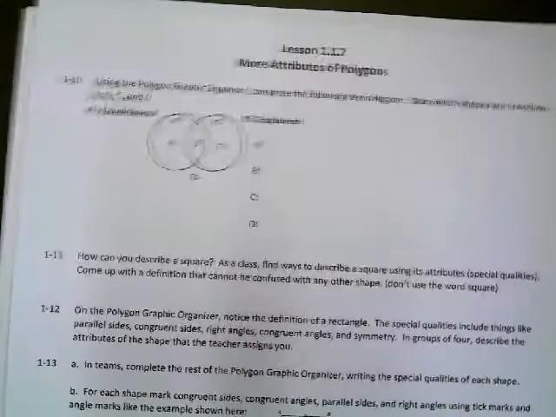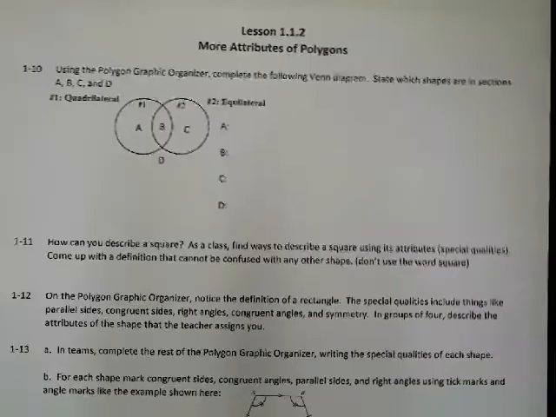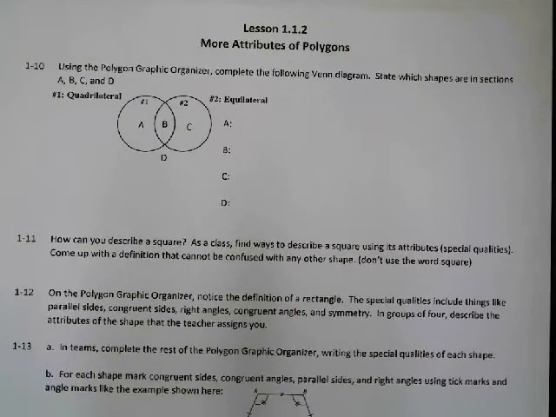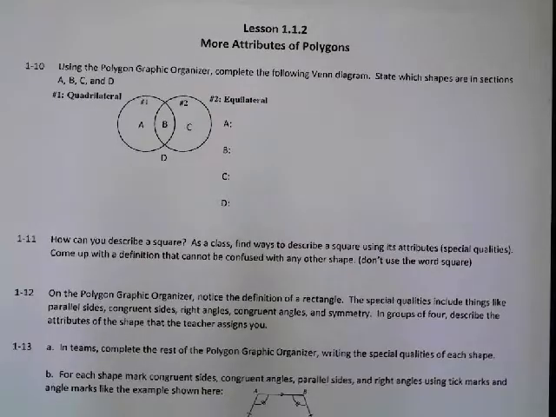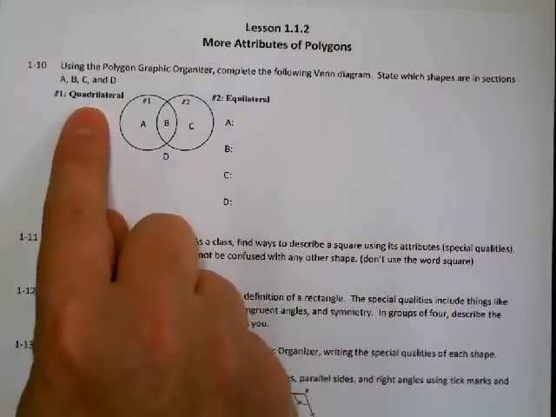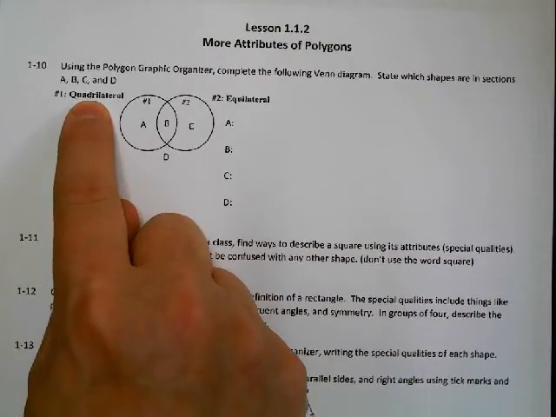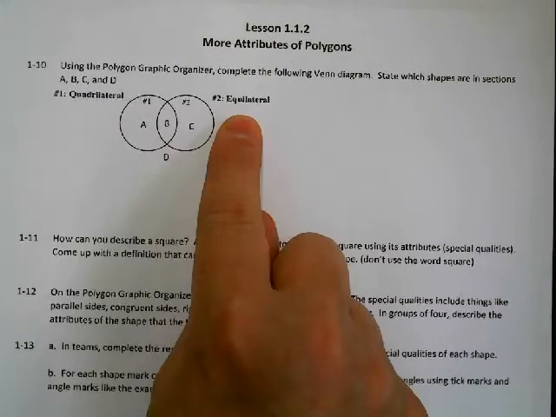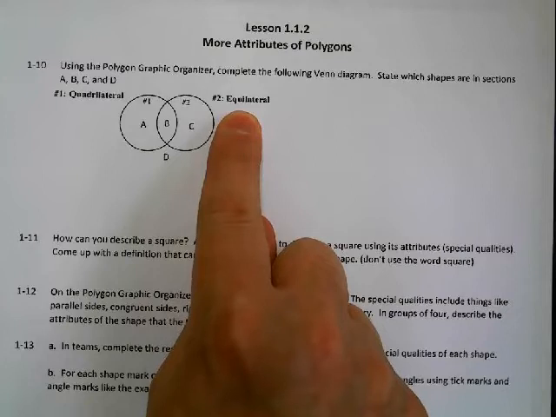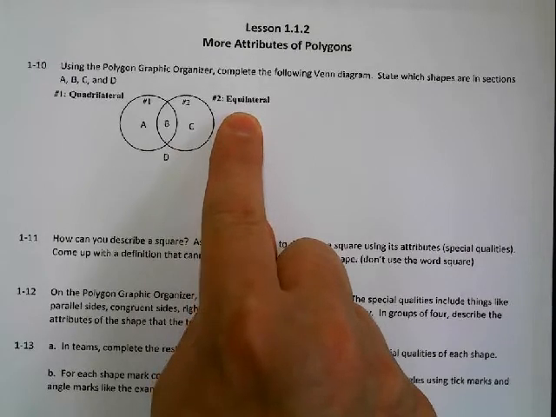All right, finally getting to the notes. 1-10. So this is straight from your book. Using the polygon graphic organizer, this thing that we just did, so hopefully you've written down all those characteristics, complete the following Venn diagram. Condition number 1 is that we're looking for quadrilaterals. Condition number 2, we're looking for them to be equilateral. Equilateral meaning that all the sides are the same.